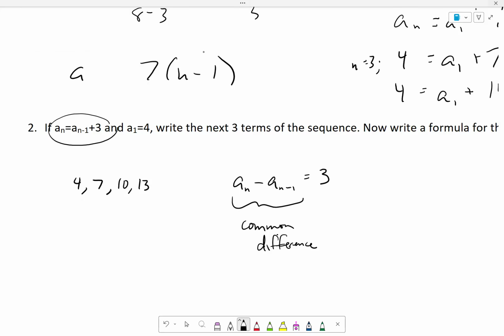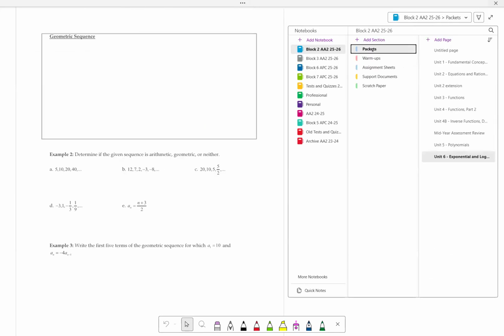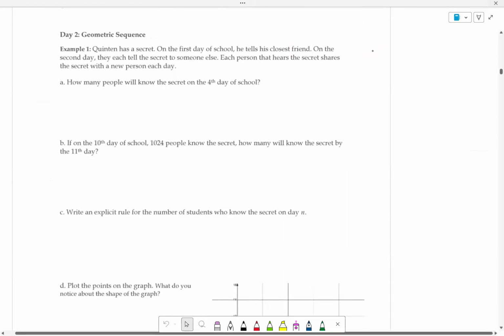Okay, let's move on, shall we? To the packet, day 2. We're going to start with a motivating example.